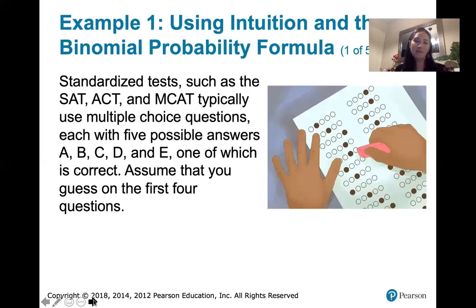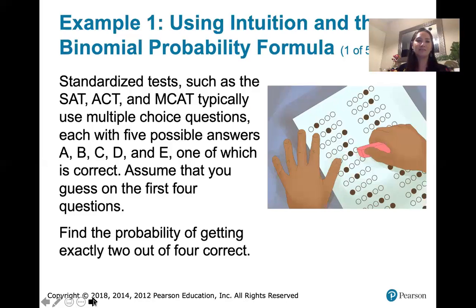Now let's apply both the intuitive approach and that binomial probability formula in an example. Here's our problem statement. It says, standardized tests such as the SAT, ACT, and MCAT typically use multiple choice questions, each with 5 possible answers, A, B, C, D, and E, one of which is correct. Assume that you guess on the first 4 questions. Find the probability of getting exactly 2 out of 4 correct.